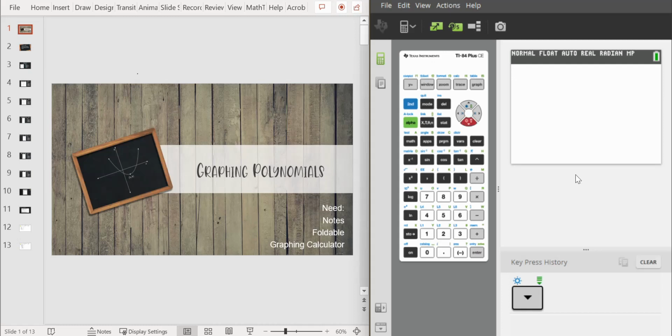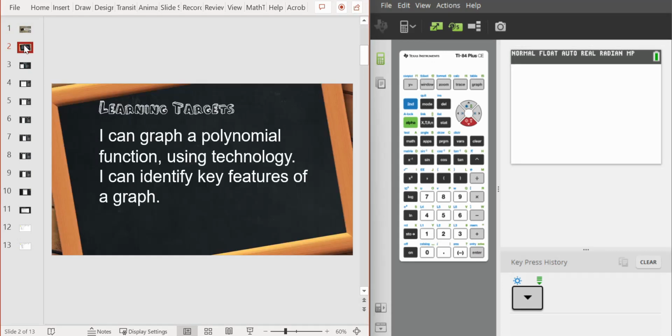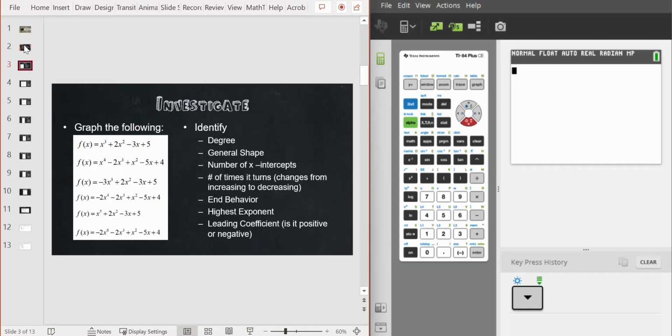So first thing, what are we going to be doing today? We are going to be graphing polynomials using technology, and we're also going to identify those key features of these graphs. But first, let's do some investigation. I'm going to show you several different graphs over on the left there, and I'm going to want us to identify quite a bit of the information. I'm just going to point out things as I'm going through each of the graphs.